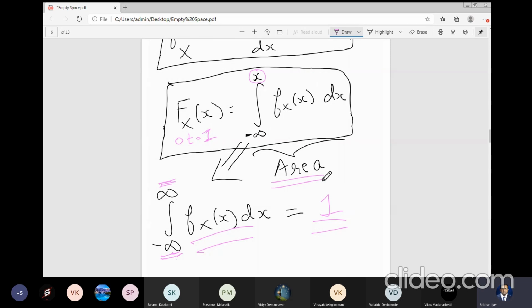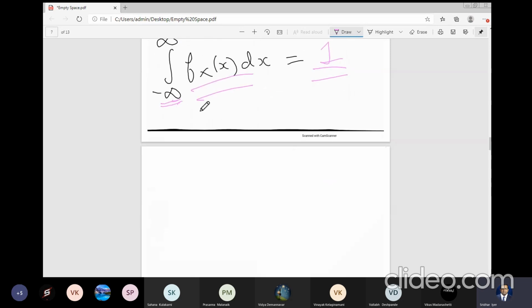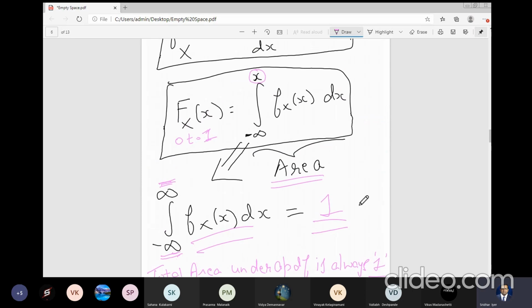So this is what you would read in the book or on any website. The total area under a PDF is always 1, right? That makes sense because the total value of the probability is never going to exceed 1. So this is a very, very important property.